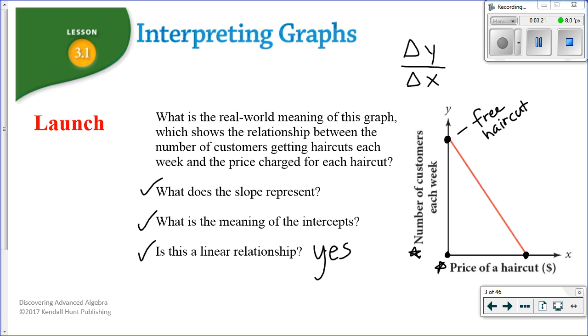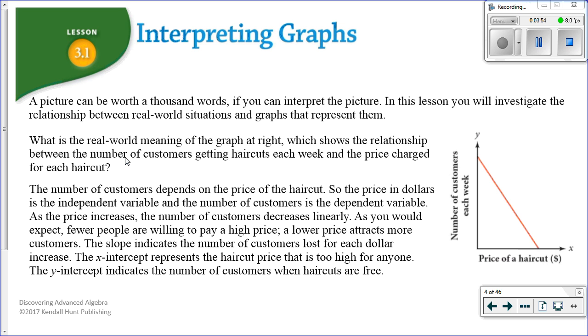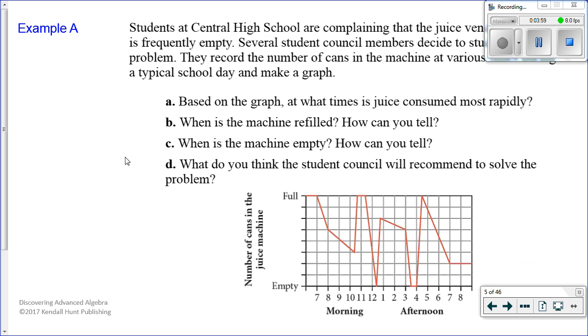And then my x-intercept. If I look at my x-intercept, it looks like I have 0 customers. So my y is 0 because I'm charging a lot for a haircut. So here my price is $0 at my y-intercept, and at my x-intercept I have 0 customers. Again, why? Because I'm charging too much for a haircut. So that's what my x and y-intercepts mean in this case. Okay. Actually, we're going to skip that because I think we've talked about all that already.